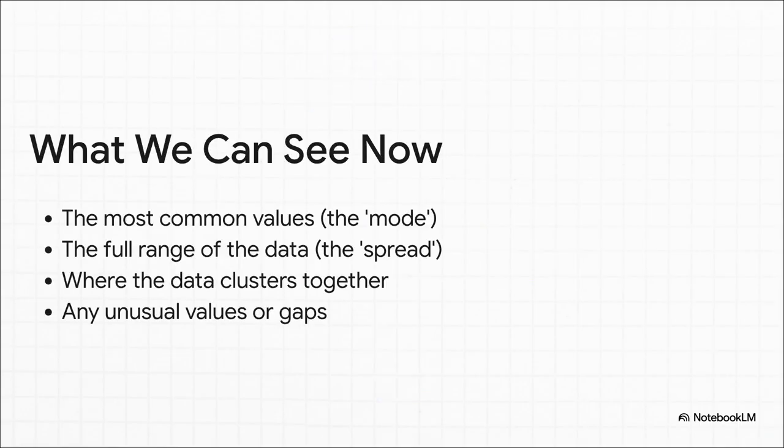Well, we can see a ton of stuff instantly. We can see the most common values, what statisticians call the mode, just by looking for the tallest stacks of dots. We can see the entire range of the data, the spread. We can see where the numbers tend to cluster together. And we can even spot any weird outliers or gaps. It's like a complete summary in one simple image.